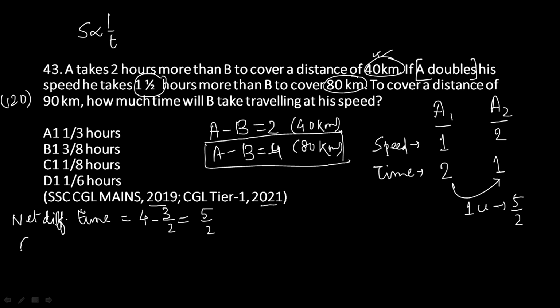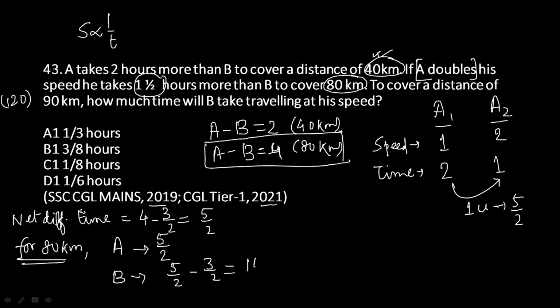How? For 80 km, A's speed is not speed but time. Time taken by A is 5 by 2, right? And for B, time taken by B will be 5 by 2 minus 3 by 2. So it will be 1 hour. So what's B's speed now? B's speed to cover 80 km will be 80 km per hour.